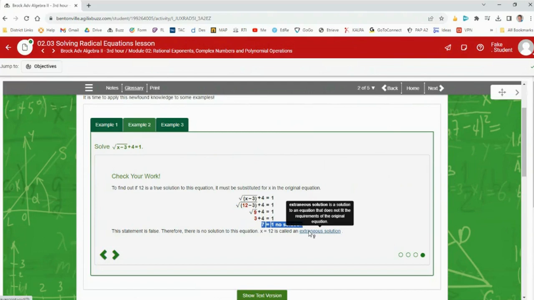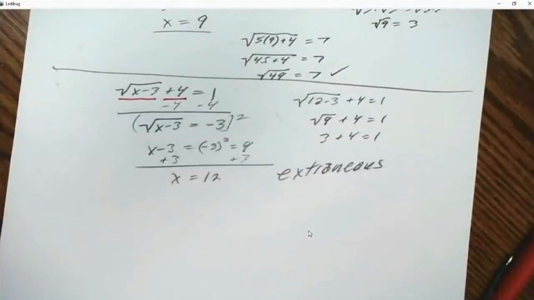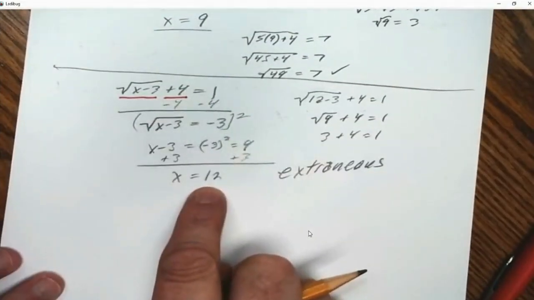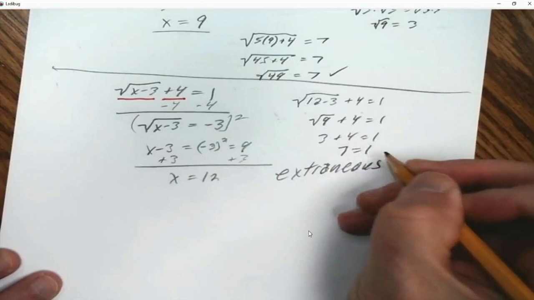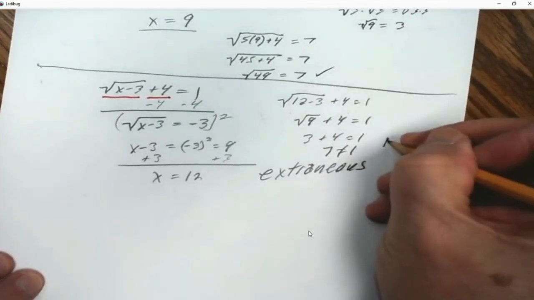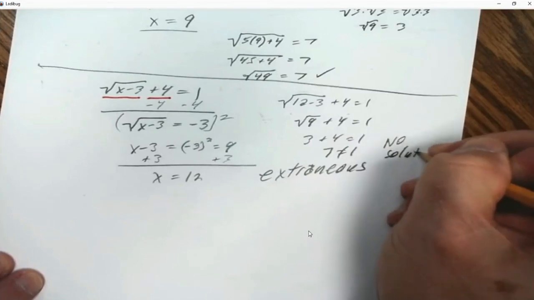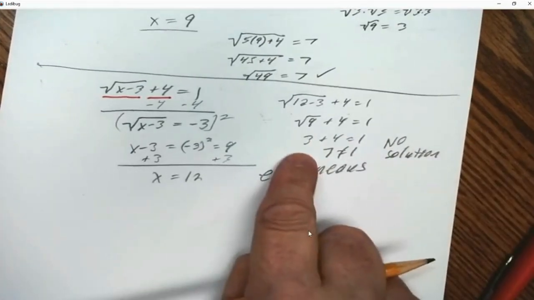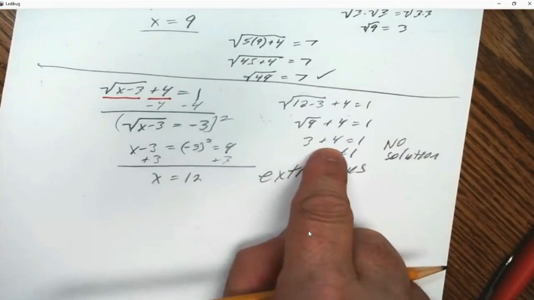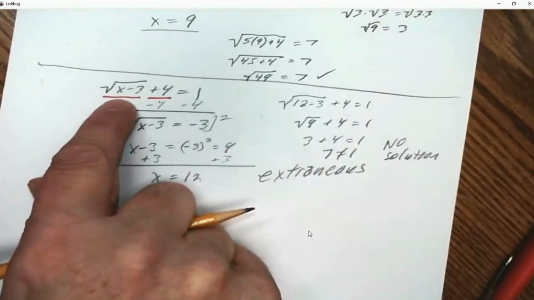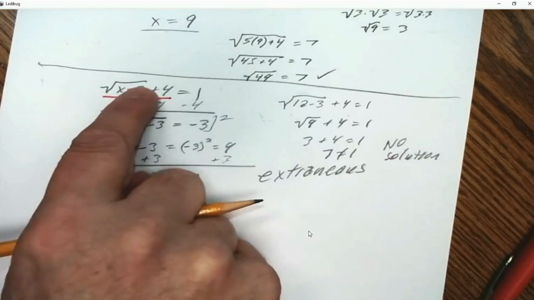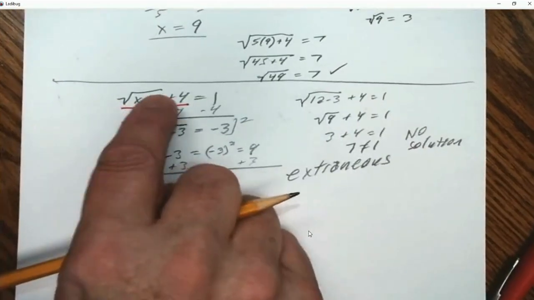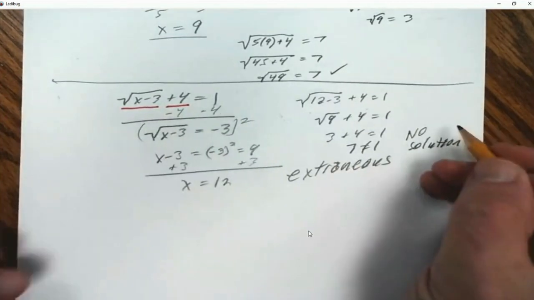Extraneous. I'm going to write that on our page there. Even though we were able to mathematically come up to a solution to this equation, when we tested it, it said 7 equals 1, which is not true. So there's no solution to this. It's one of those cases where the other square root of 9 would be negative 3 plus 4 equals 1. It would work. But there's no way we can get this to equal negative 3. Because when you take the square root of something, it's got to be a positive number. No solution.